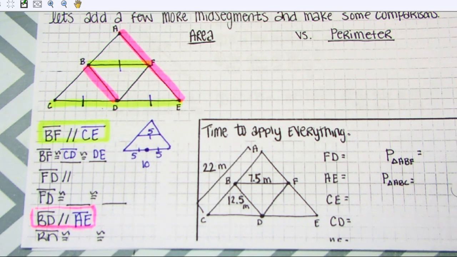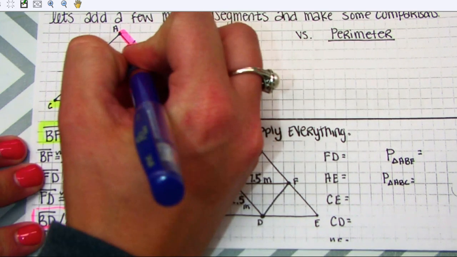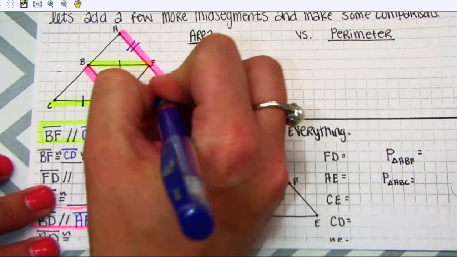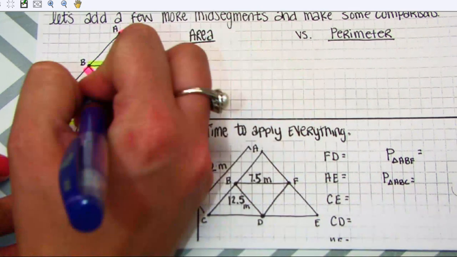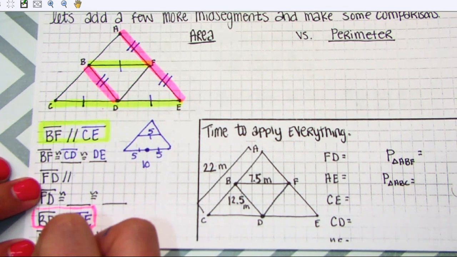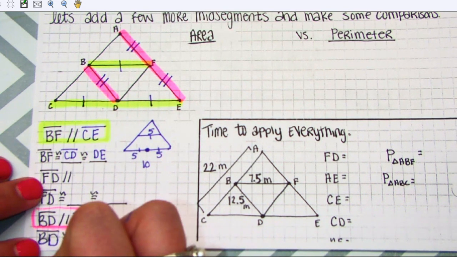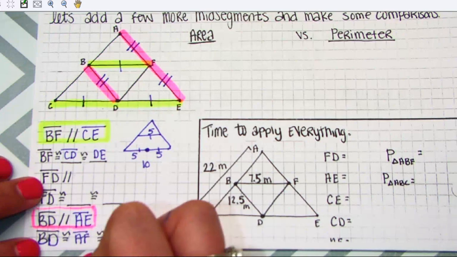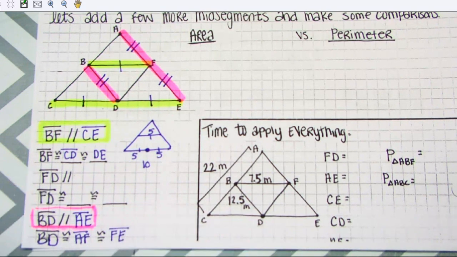Look at our yellow to kind of guide us. What 3 segments should now be the same measurement? AF, FE, and BD. There you go. So BD, which kind of got chopped off here at the bottom, is congruent to AF and FE. So we have 3 little tiny pieces.